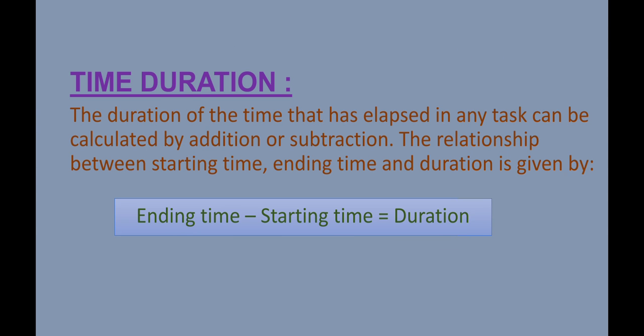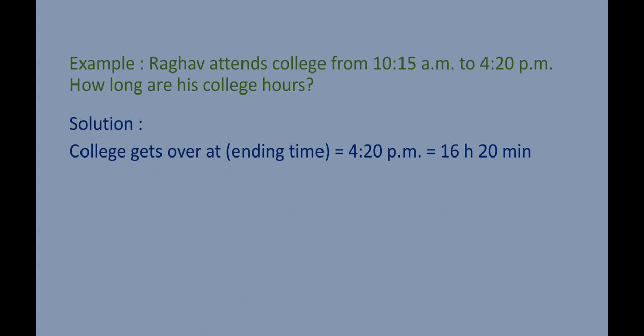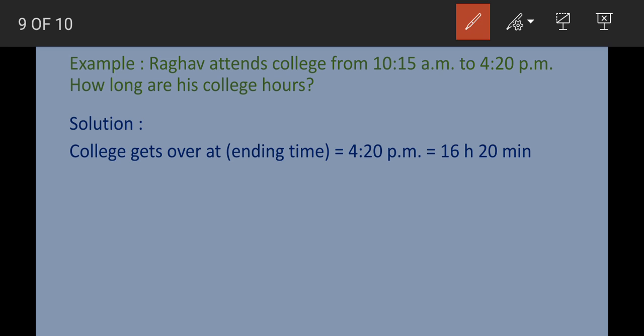So here is an example. Raghav attends college from 10:15 a.m. to 4:20 p.m. How long are the college hours? We have to find the time duration. Now come to the solution. Here we have been given the ending time. The college starts at 10:15 and ends at 4:20. So we write the ending time and starting time, after that we can find the duration.